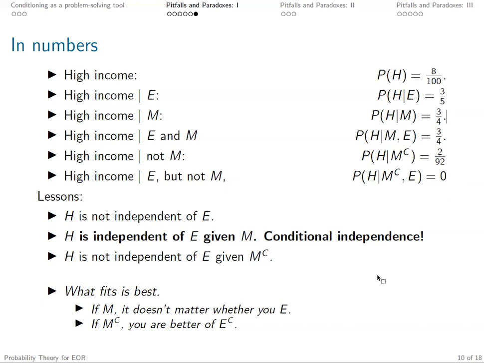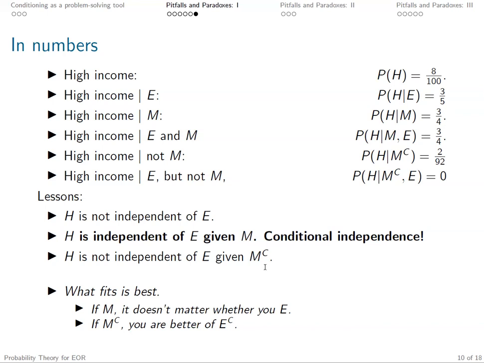And the second lesson we could learn from this exercise is that if there are some omitted underlying events, right, they could change our understanding. Like if we ignore the event M, then we're probably going to draw different conclusions.